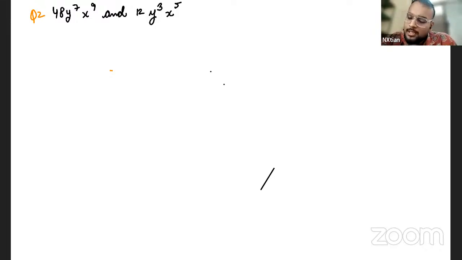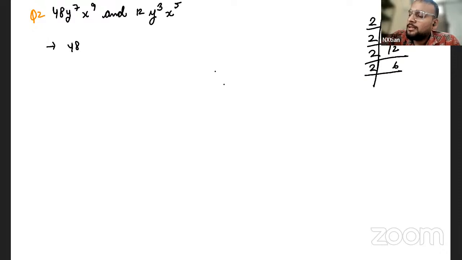How to solve this? See, guys. First of all, we have to write the factors of each and everything in this. First, we have to do prime factorization of 48. So 2, 24, 2, 12, 2, 6, then 2, 3, and then 3, and then 1. So 48 can be written as 2 to the power of 4 into 3 to the power of 1. Yes or no?